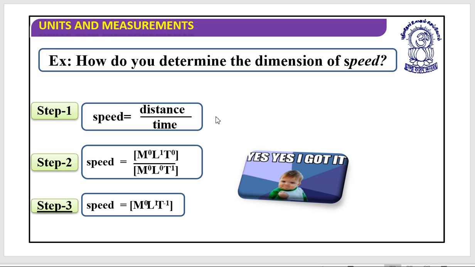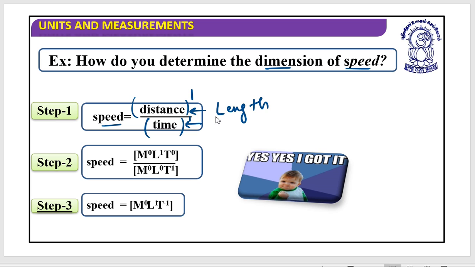We need to find out the dimensions of speed. What are they? First, to find the dimensions, you must know the relation or the equation of speed. So we know that speed is equal to distance by time. Now I need to consider in which quantity distance should be considered. I know distance is considered in length, and time is time only. So here if you can observe, distance has a power 1, time has a power 1.